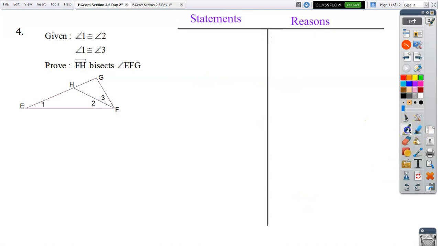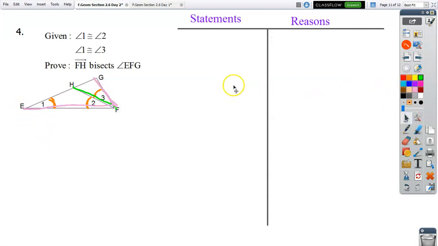Let me draw some pictures. Let me get a blue. I like blue, or no, orange. Angle 2 is congruent to angle 1. That's our first given. Our angle 1 is congruent to angle 2, and angle 1 is congruent to angle 3. And we're trying to say that FH, this line, bisects angle EFG, which is this big angle here.